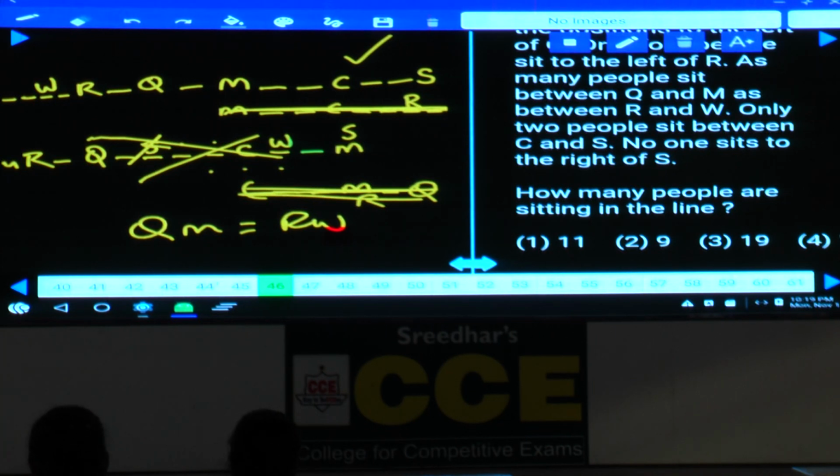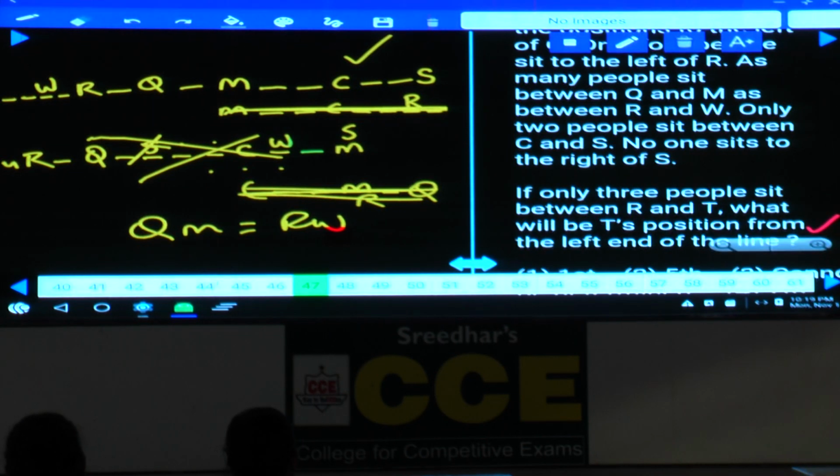And how many people are sitting in the line? Total number of people 3, 4, 5, 6, 7, 8, 9, 10, 11, 12, 13, 14, 15. How many people are there? There are some 15 people. 15 it is given choice for. 15 people are there in this row.